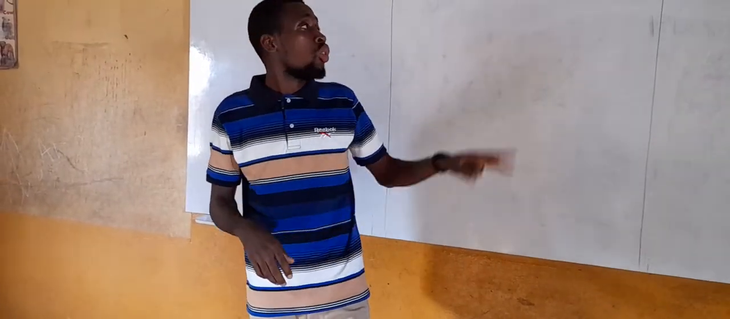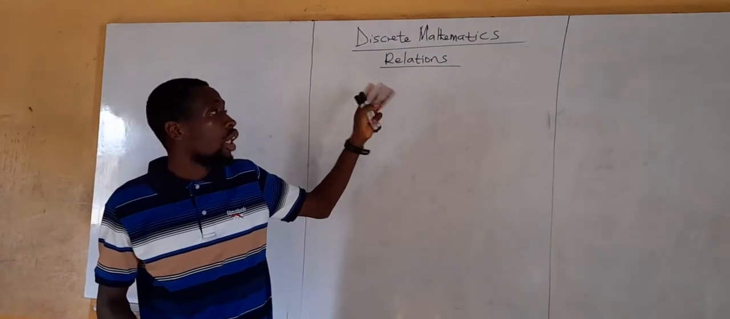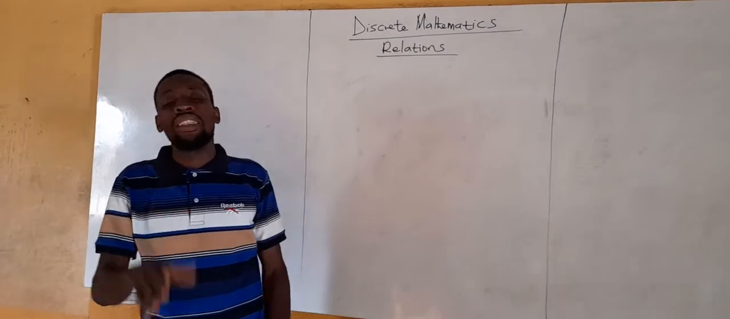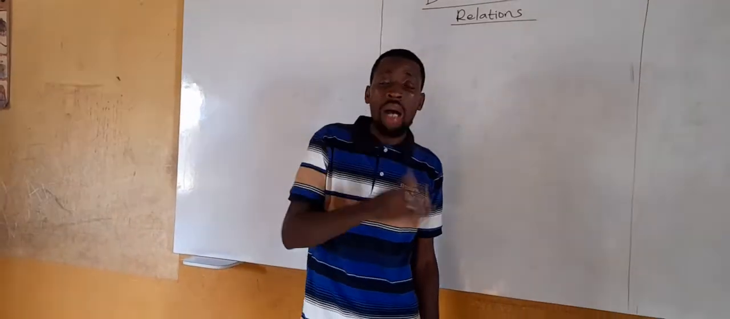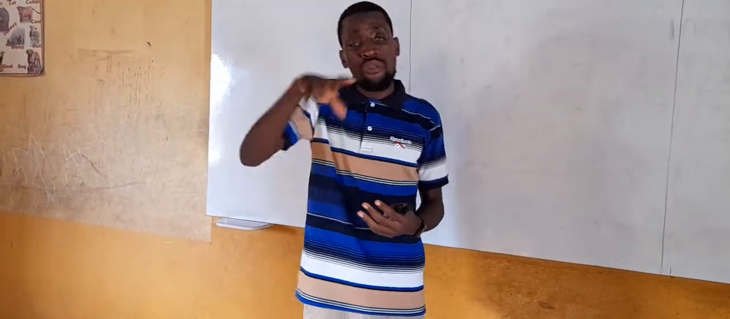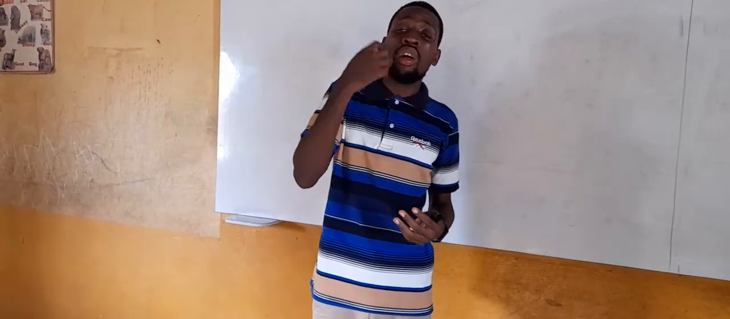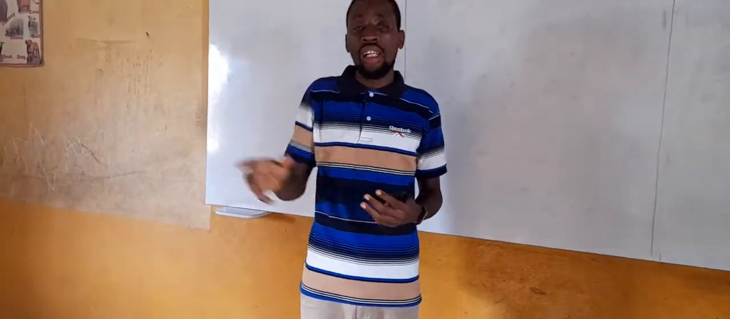Today, before this video ends, we'll be looking at properties of relations. Among these properties, we'll take three of them. For each of them, we'll look at what they mean, how to determine that a particular relation defined on a set has that property, how to represent that relation on directed graphs, and how to determine if a particular matrix represents that relation. This is a very interesting discussion.